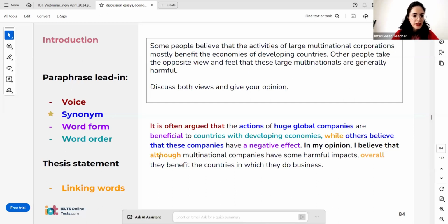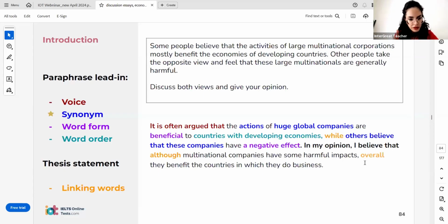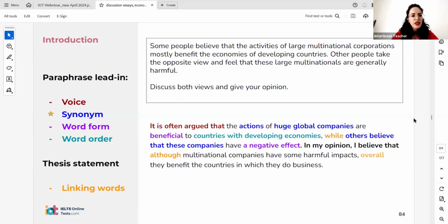So remember, guys, very common mistake. If I start a sentence with although, in the middle, I don't use but or anything. Maybe this was like a trick question. Here, I say overall, means all in all, they benefit the countries in which they do business. Remember this. Okay, so this is my introduction. Paraphrase the question, write the thesis statement.